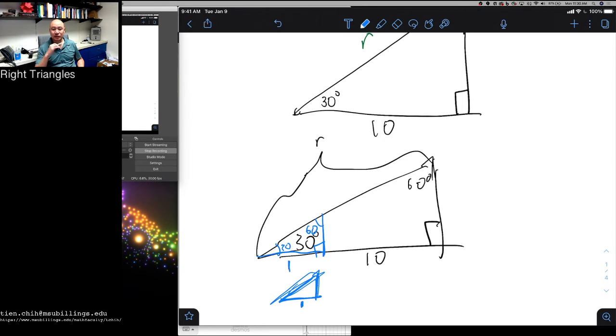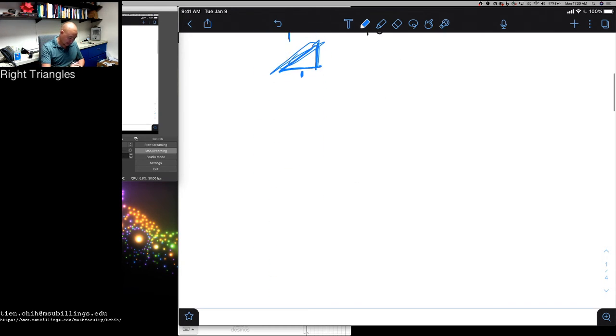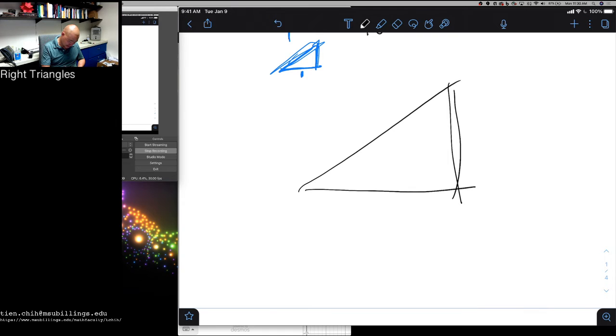Alright? So following that, let's go down and redraw all of this again. And this time instead, I'm going to start here, walk up until I hit a 1 on the hypotenuse, and then I'm going to drop a perpendicular line down to make a 30-60 degree triangle here.